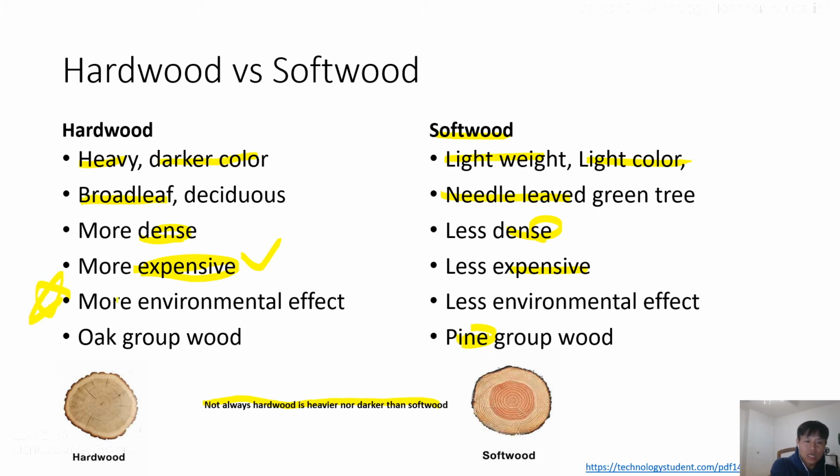This is also interesting. Hardwood has more environmental effect, while softwood has less environmental effect. So why does hardwood have more environmental effect? Why? There's a certain reason, but I will leave this question to you, and then we can discuss it in our synchronous class. Okay, so you can think yourself or do some internet search, and then find the reason.